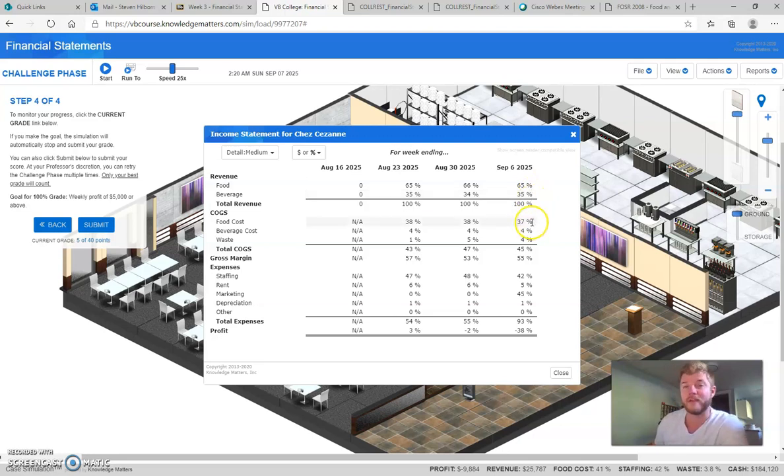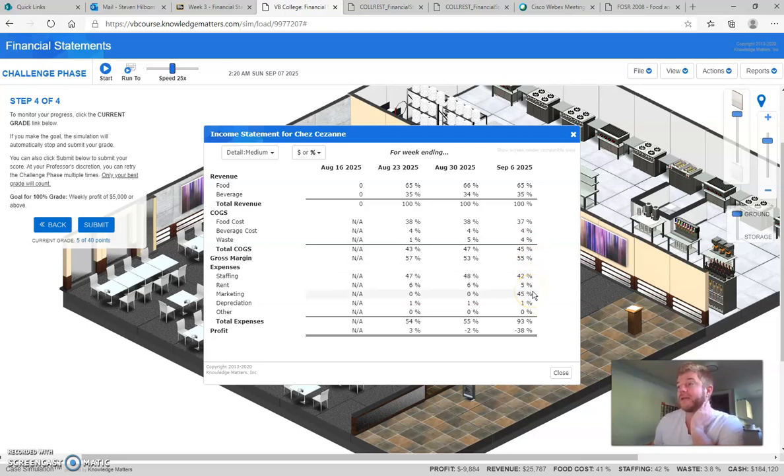Our food cost is 37%. That's high, it should be around 30. Beverage cost is 4%. That's very low. That's great. And waste is 4%. So that's a little bit high. But again, those are things we can't control in this simulation, but you will later.